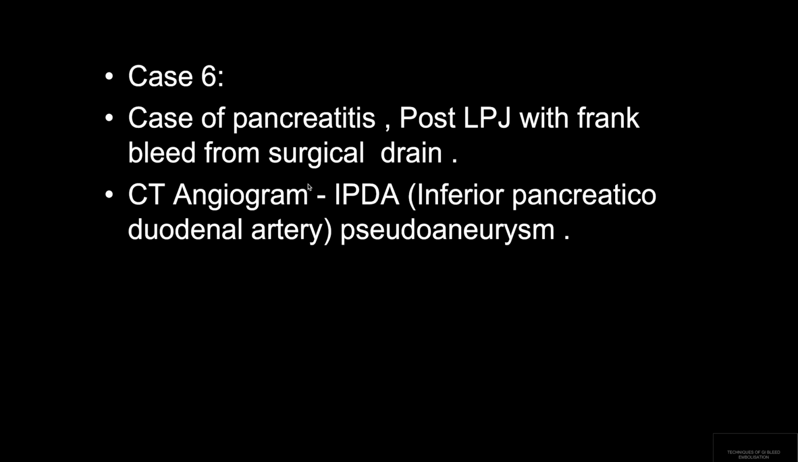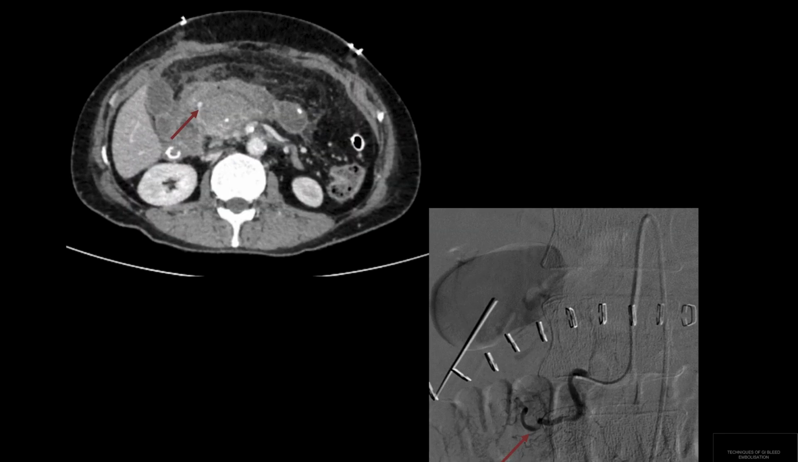So now, this is another interesting case of pancreatitis. The gastrosurgeon did lateral pancreaticojejunostomy, and following which he observed frank bleed from the surgical drain. CT angiogram was performed, which demonstrated a small pseudoaneurysm from the inferior pancreaticoduodenal artery branch. So now the patient was taken on the same day.